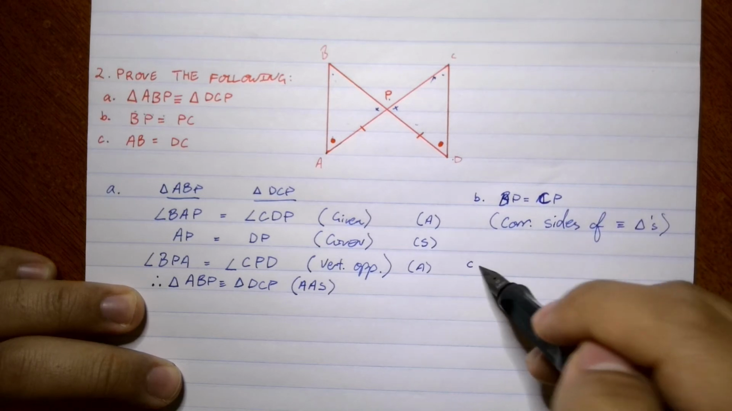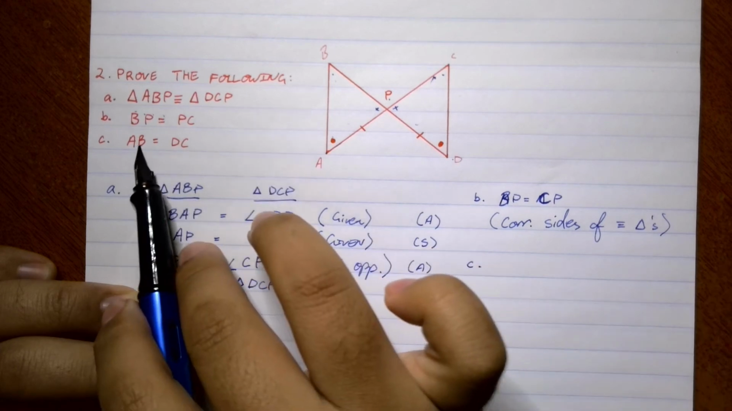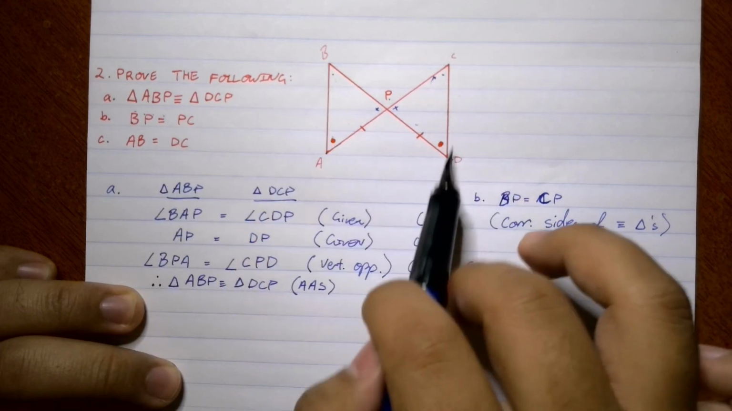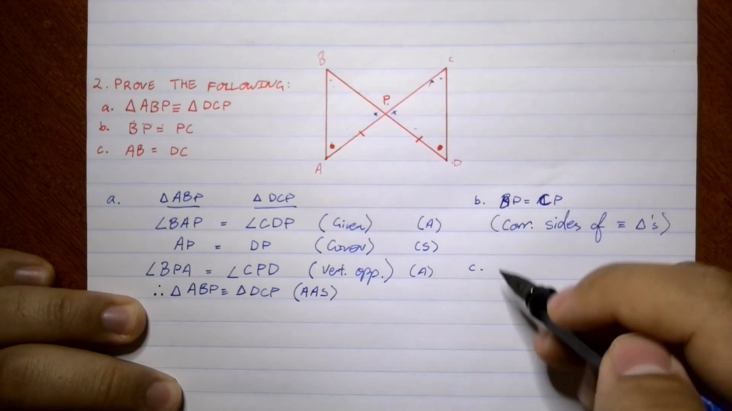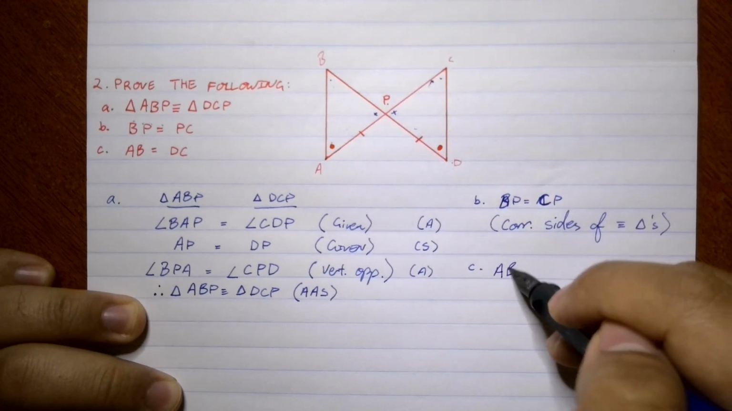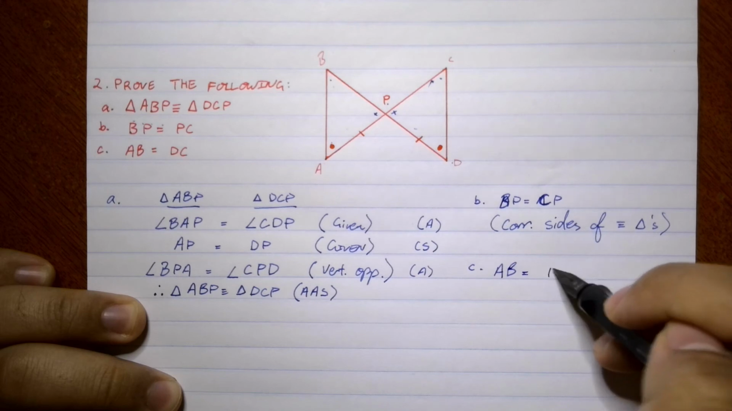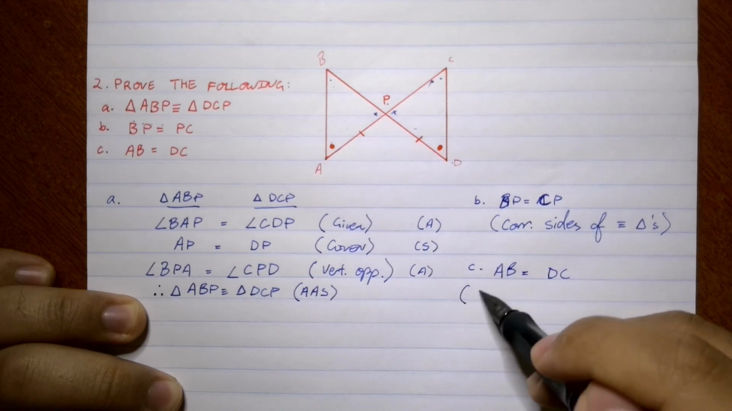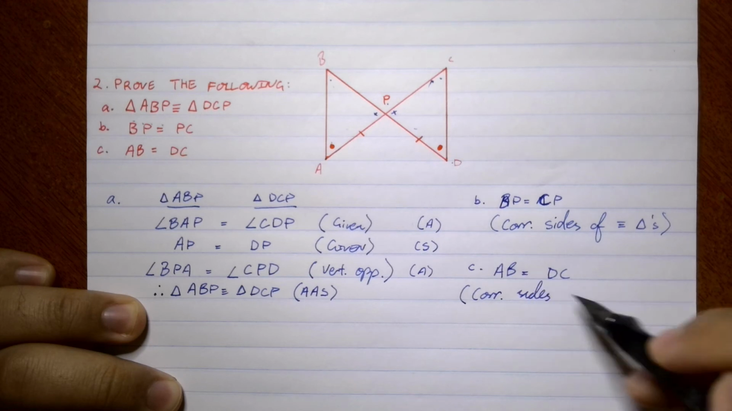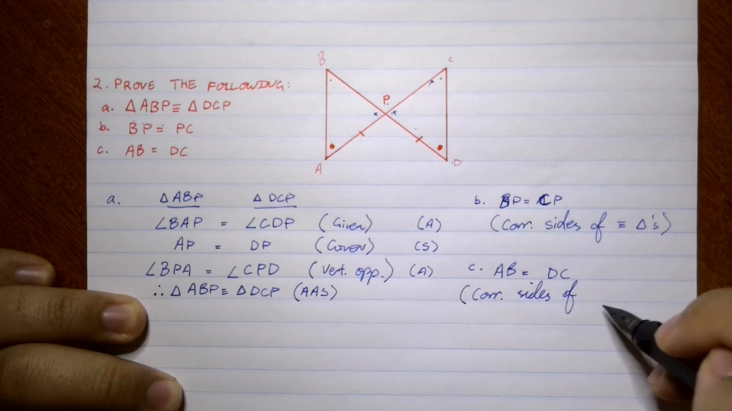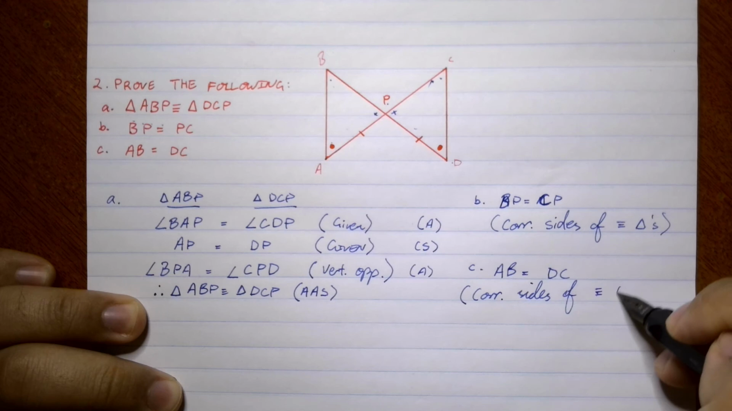And lastly, AB and DC. So those two sides, exact same reasoning, AB is equal to DC because they are corresponding sides of congruent triangles.